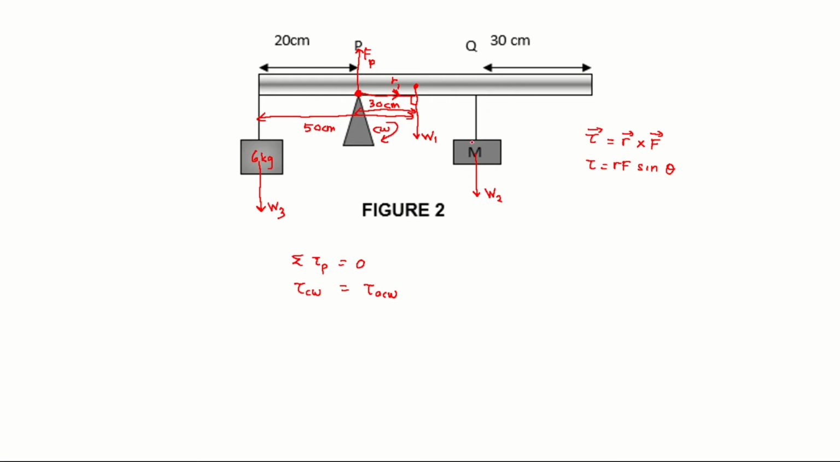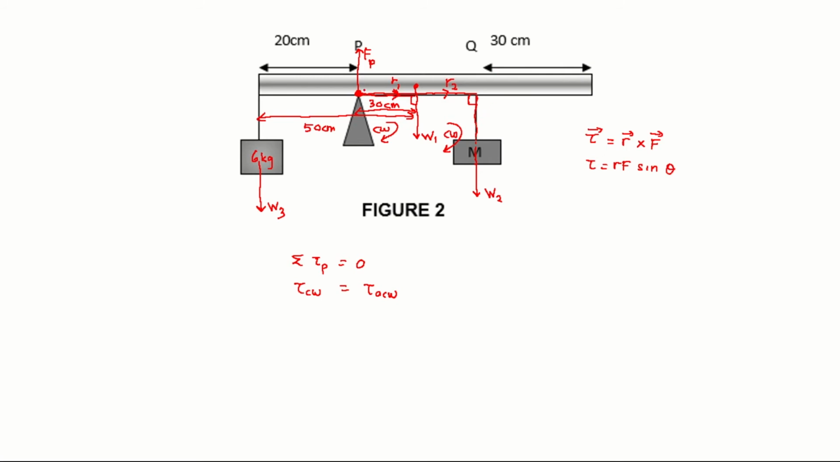And then for the other force, weight 2. Here is R2, from the axis of rotation to where force weight 2 is applied. Here is the action line for weight 2. The angle between R2 and weight 2 is 90 degrees. So the system now rotates clockwise.